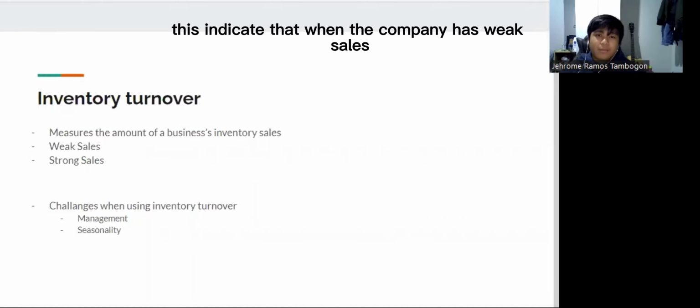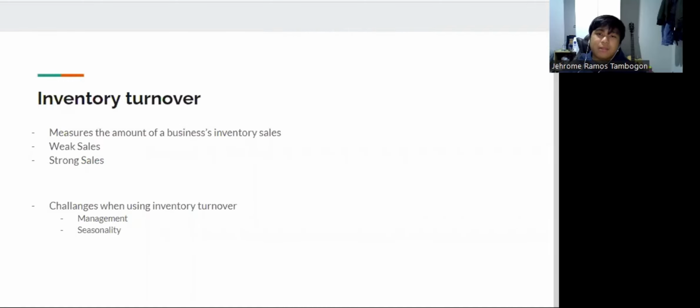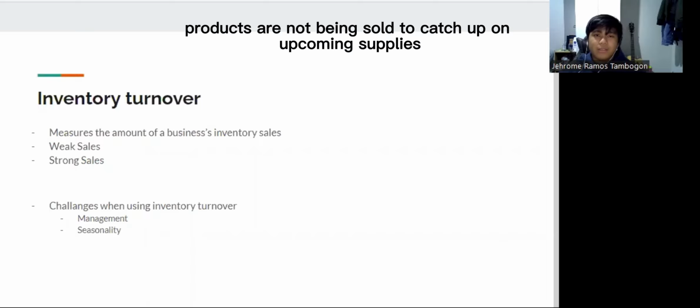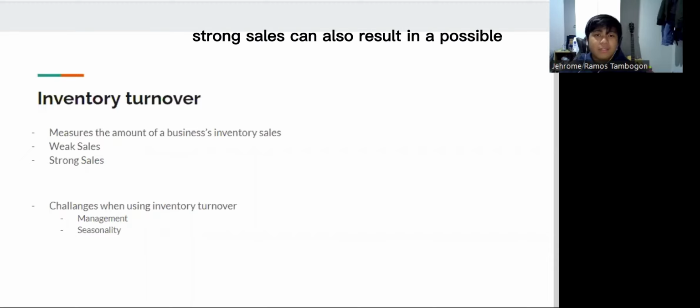There are times where businesses experience a weak sale and a strong sale throughout the year. This indicates that when a company has weak sales, there is a chance that the company will face excess inventory while products are not being sold to catch up on upcoming supplies. Strong sales can also result in a possible inventory shortage, meaning that the products being sold cannot keep up with its supplies.